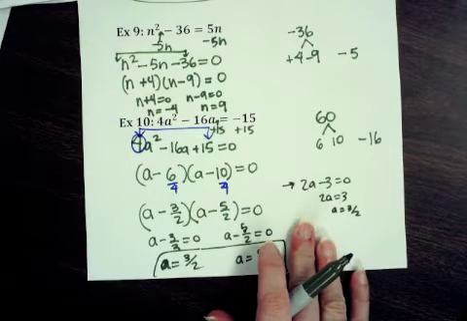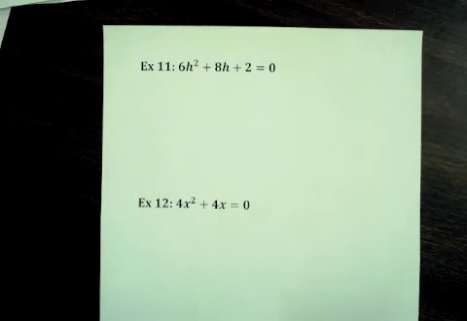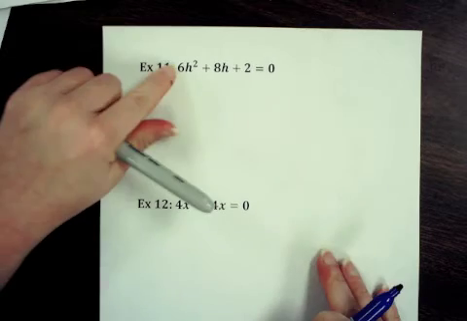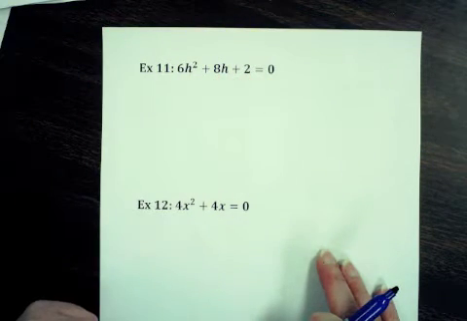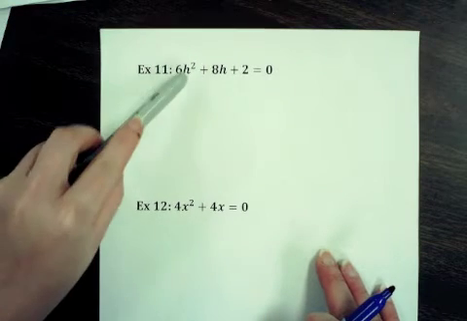All right, example 11. Example 11 has one difference, and it's that I have a common factor, and we didn't really talk about factoring common factors. That's why I want to talk about it now. Common factor in each of these three numbers. Do you know what it is? Do you recognize it?